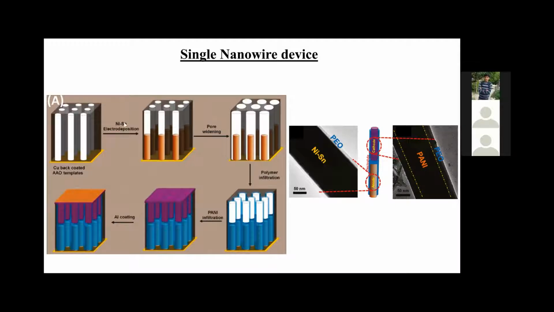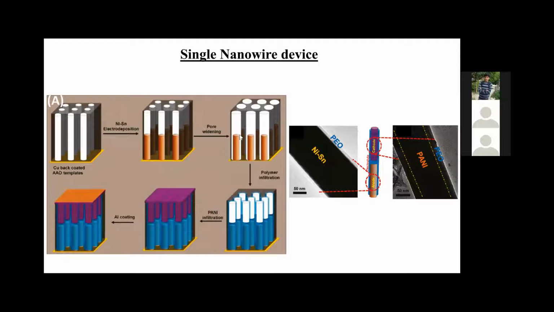So, for example, nickel and tin, NiSn, we can deposit. By controlling the time and also the suspension, we can deposit half of the nanowires through NiSn, and so there are already some pores.